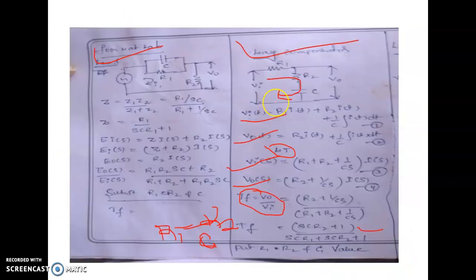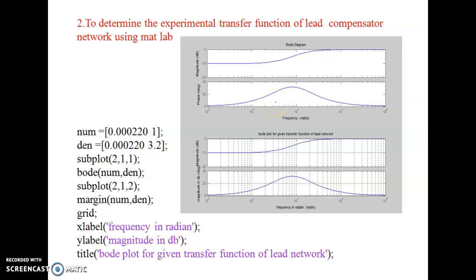Now we shall move on to the next experiment: determine the experimental transfer function of a lead compensator. It's just similar to the lag compensator. You have to write the same program. Enter the numerator, denominator, then subplot, Bode, subplot, margin, grid, x label, that is frequency in radians. So the unit of frequency is in radians. Y label means label the y-axis. In the y-axis, you have to write the magnitude in dB. Then title, Bode plot of given transfer function.